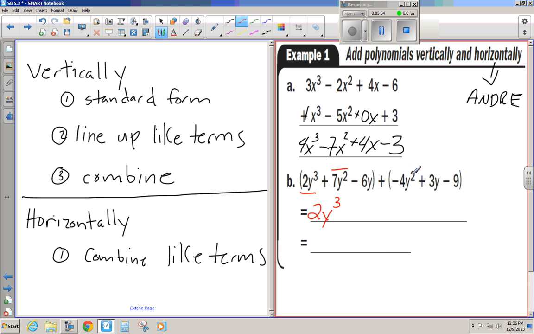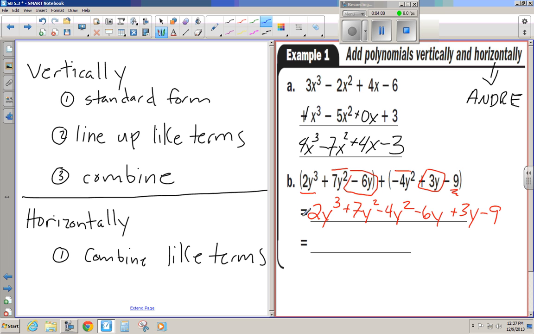Y squared, that's a 7 plus negative 4. Well, 7 plus negative 4, all right, I guess I could put it in here. So it's 7y squared minus 4y squared. And then 6y, the 3y. So now we've got a minus 6y and a plus 3y. And the only thing that's left is a minus 9.